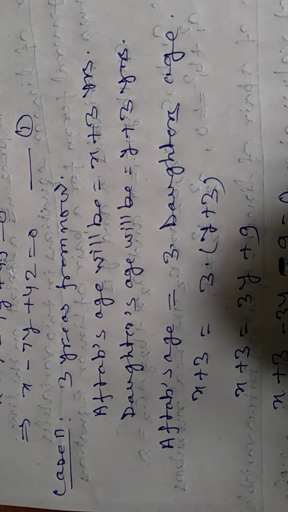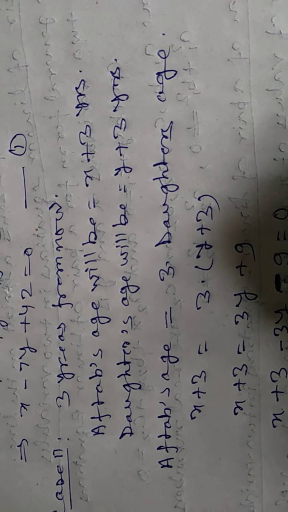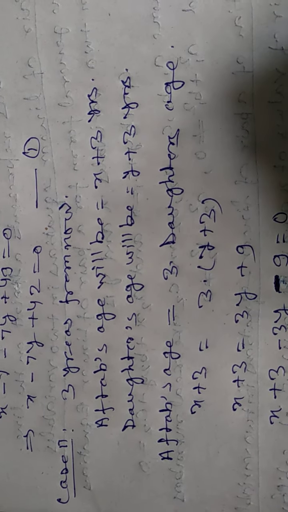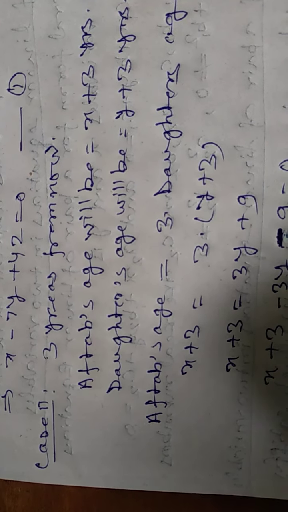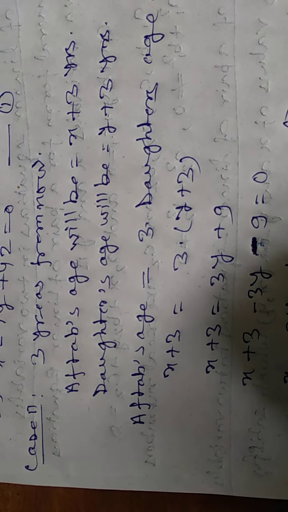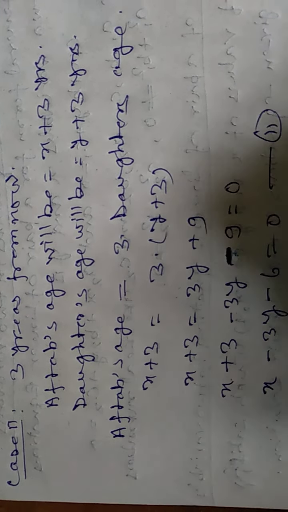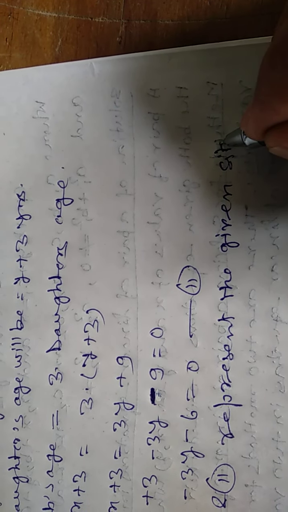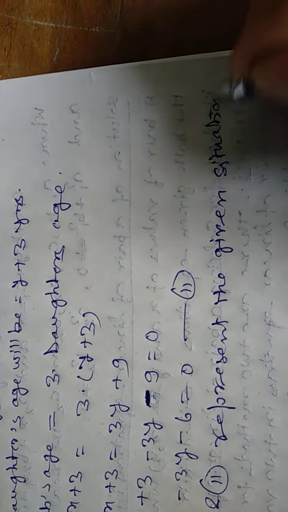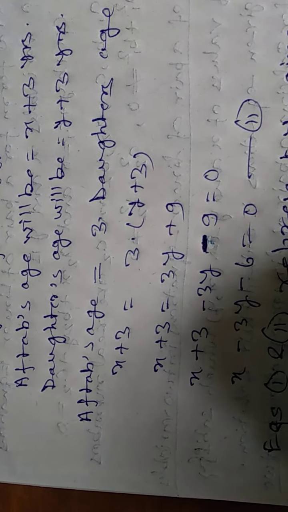Now this is X minus 3Y, 3 minus 9 is minus 6, equal to 0. This is equation 2. Now equations 1 and 2 represent the given situation algebraically.